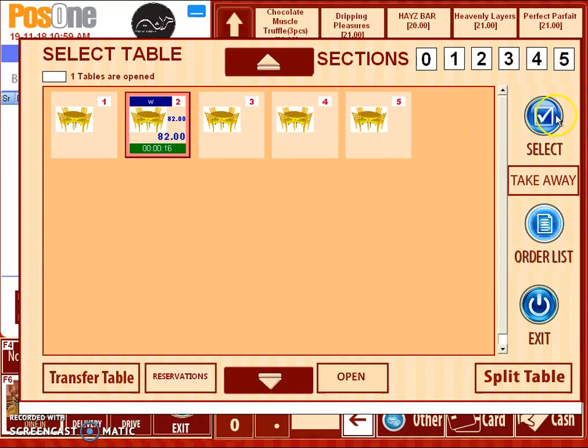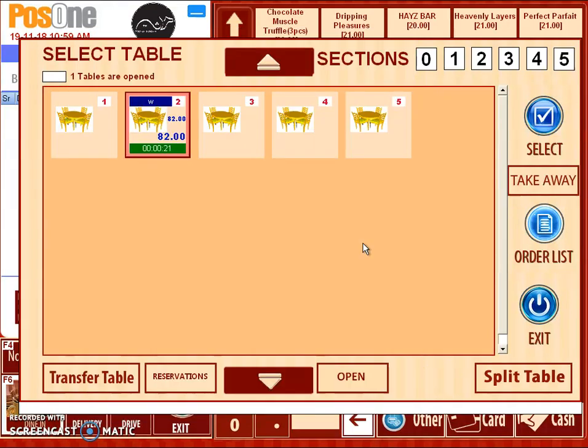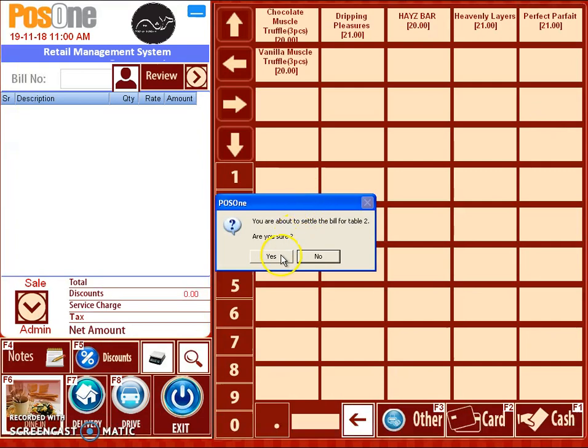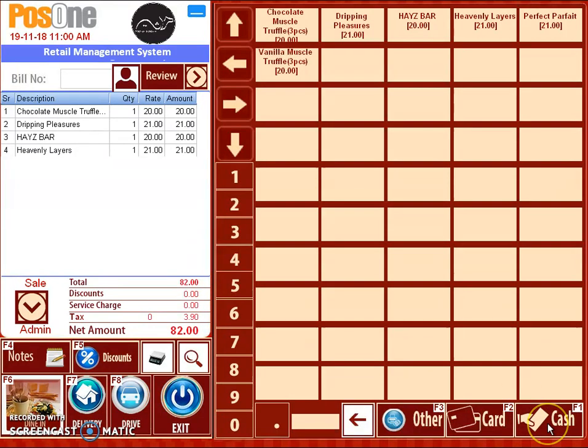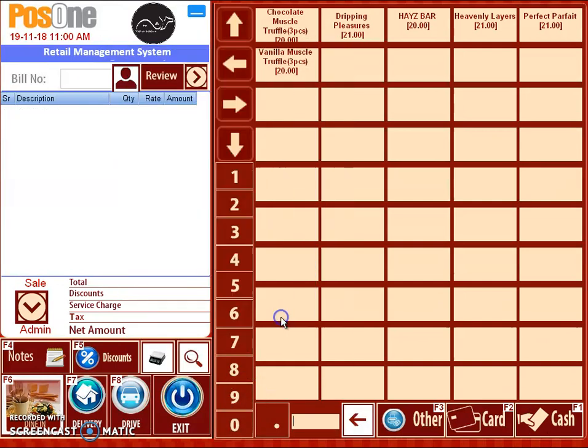Once it is done, for settlement you have two options. One is sending a pre-invoice. You can send a pre-invoice to the customer, as well as settle it directly. So when settlement comes, it is either cash or card, or we can post it to an account.